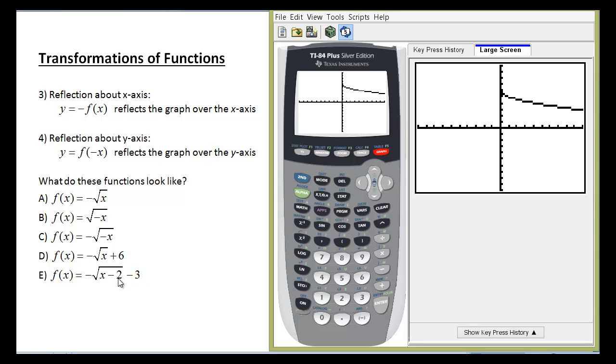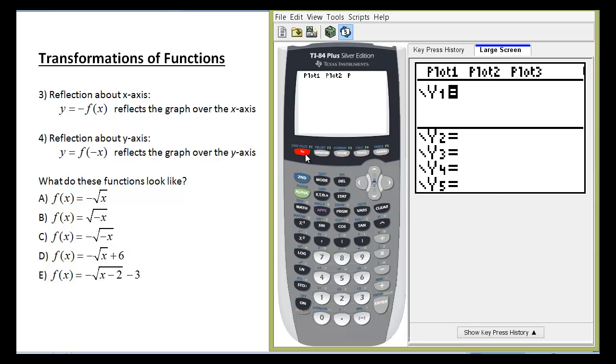But do you remember how horizontal shifts work? This is minus 2. You might think it moves it 2 places to the left. It moves it 2 places to the right. So let's go try that out. Last one here. Got a negative on the outside. Inside the square root, directly affecting the x, is a minus 2. Add that in there. And then instead of a plus 6 on the outside, I've got a minus 3. So I'll go back and put minus 3.